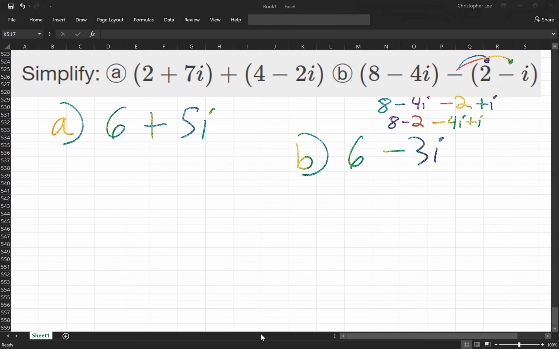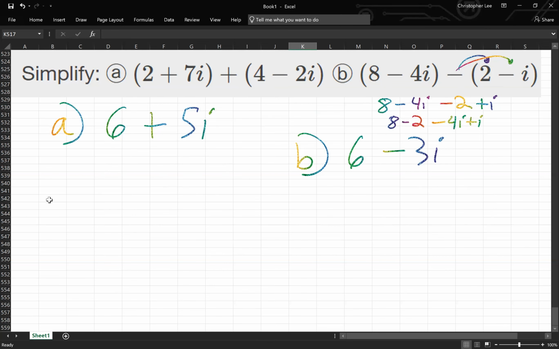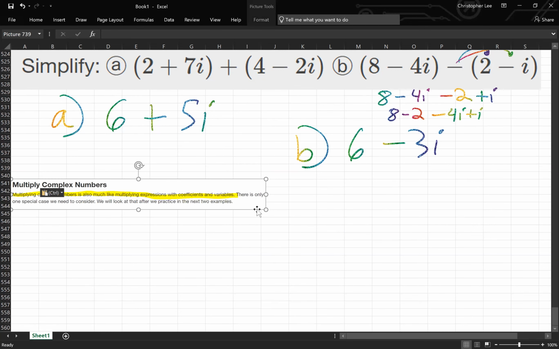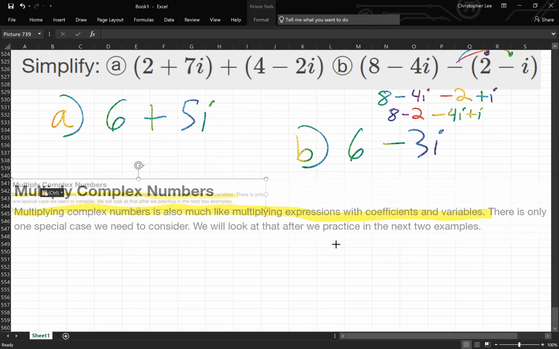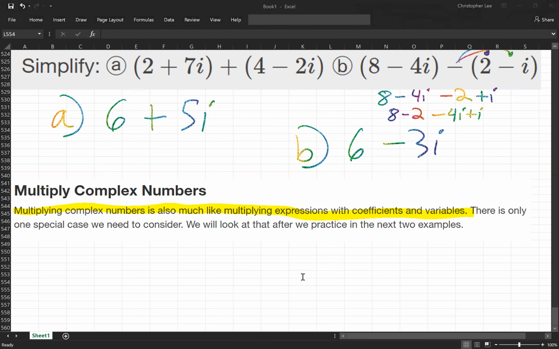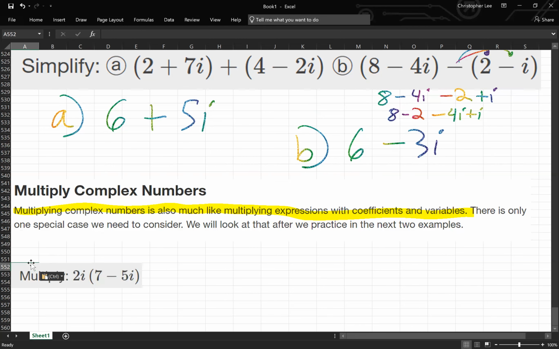All right, now that we're done with the hard stuff, let's get over with the easy stuff. So we want to multiply complex numbers now. Good stuff, right? So multiplying complex numbers is also much like multiplying expressions with coefficients and variables. There's only one special case we need to consider. We'll look at that after we practice the next two examples. So let's take a look. This is really, really simple. It's not that bad.